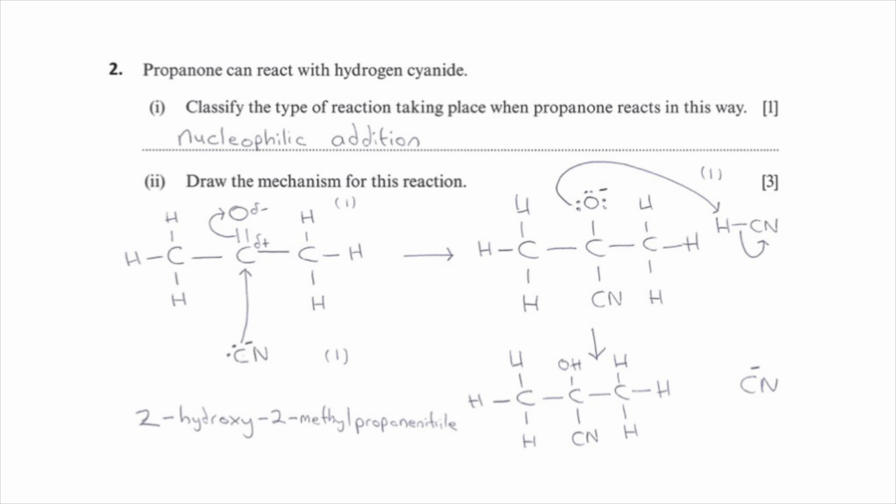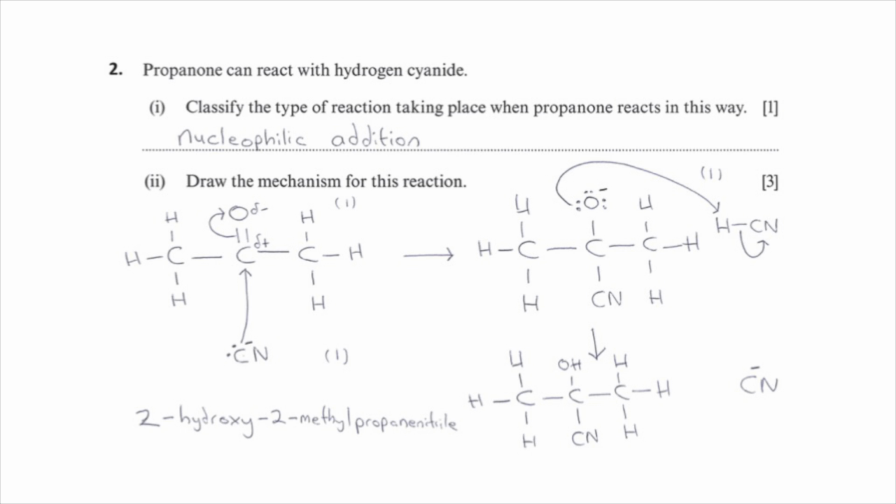Now this leads to an intermediate being formed that consists of a CH3 bonded to a carbon, which has a CN, an O minus attached and a CH3. A pair of electrons on the oxygen move towards a HCN, and the HCN bond breaks, and this generates a H+, which attaches to the O- to form our final product, which is 2-hydroxy-2-methylpropanenitrile. There's 3 marks available for this mechanism.